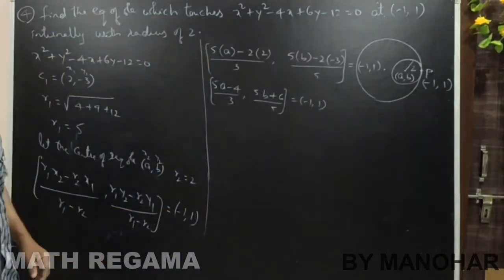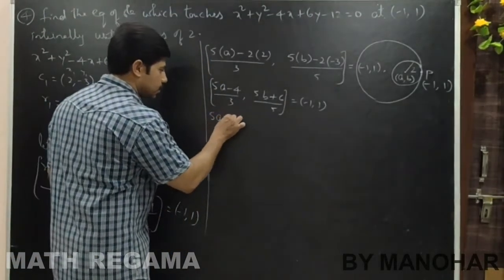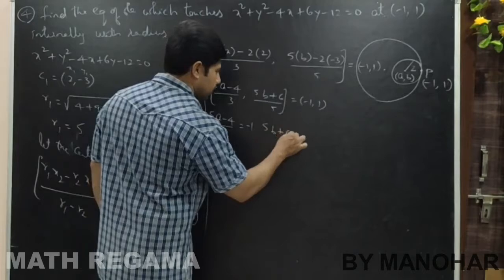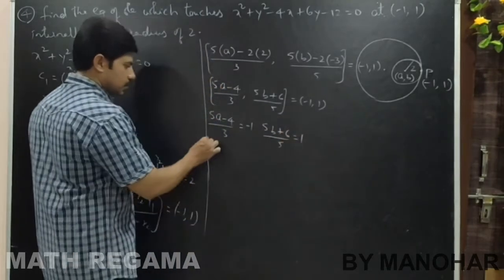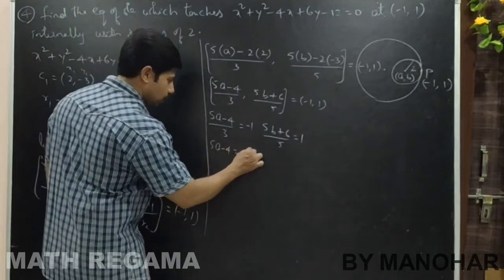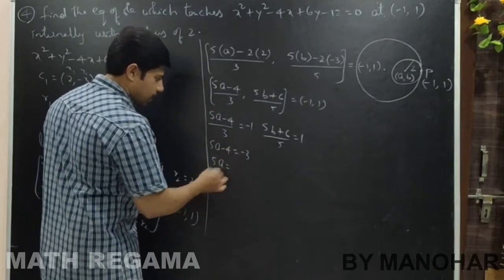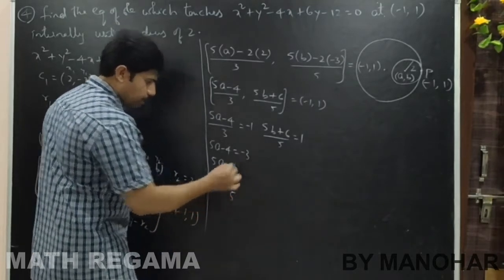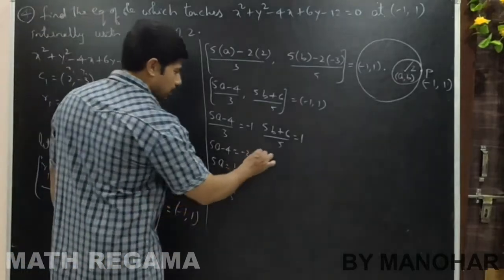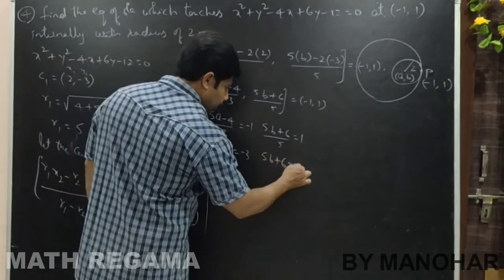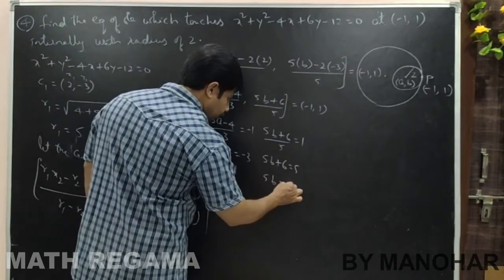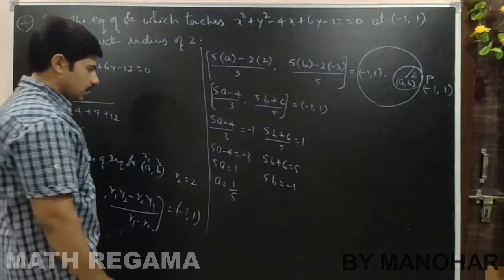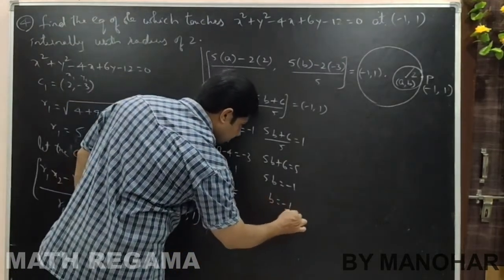Now I'll split that: (5a minus 4) by 3 is equal to minus 1, and (5b plus 6) by 5 is equal to 1. So 5a minus 4 is equal to minus 3. So 5a is equal to minus 3 plus 4, which is 1. The a value is 1 by 5. Then we find b. So 5b plus 6 is equal to 5. 5b is equal to 5 minus 6, which is minus 1. So the b value is minus 1 by 5.